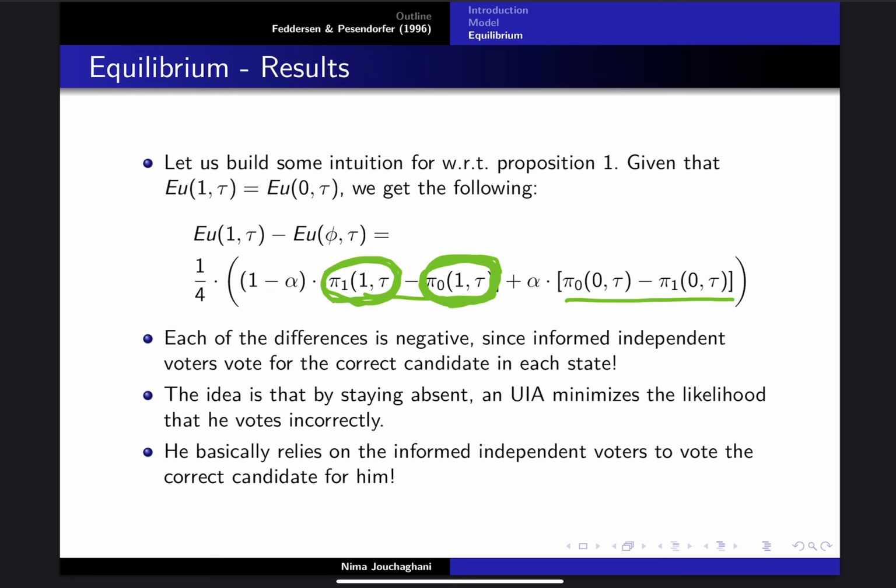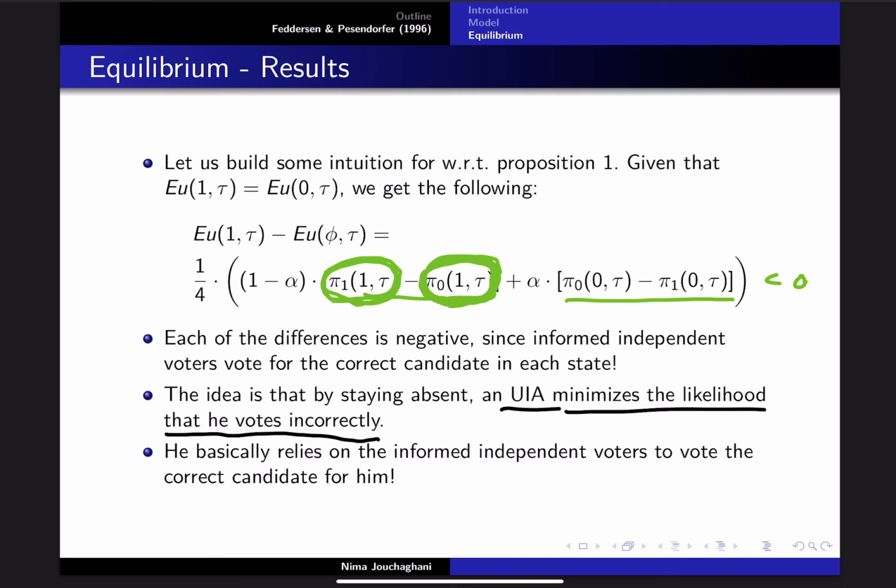And what is the idea here? Why is this strictly negative? What's the intuition behind this? Well, the idea is that by staying absent, by not voting, the uninformed independent agent minimizes the likelihood that he votes incorrectly. This is the reason why an uninformed independent agent rather relies on informed independent voters to vote for the correct candidate.